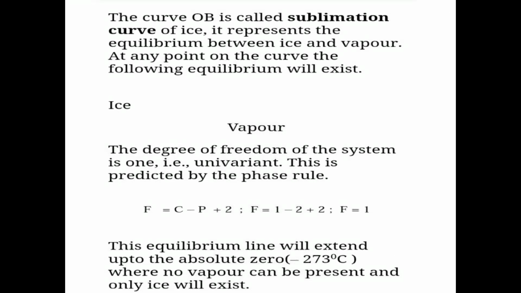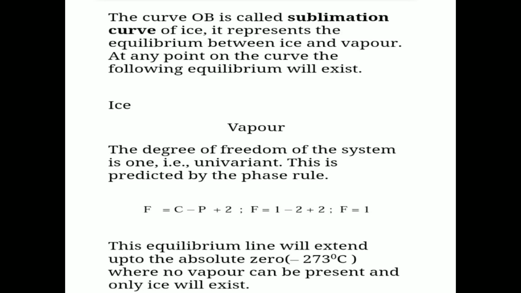So next we see about the OB curve. The curve OB is called the sublimation curve of ice. It represents the equilibrium between ice and vapor. The degree of freedom of the system is 1, univariant. This is predicted by the phase rule.